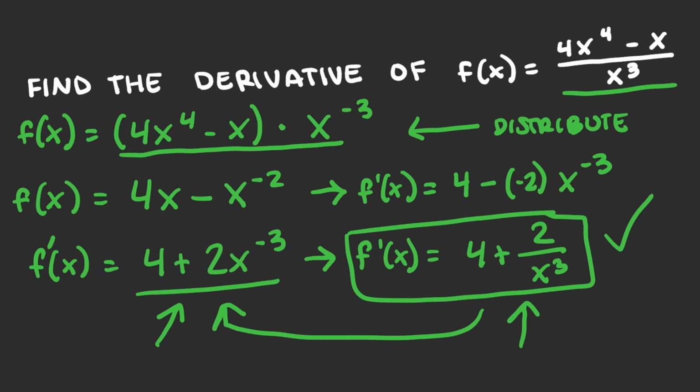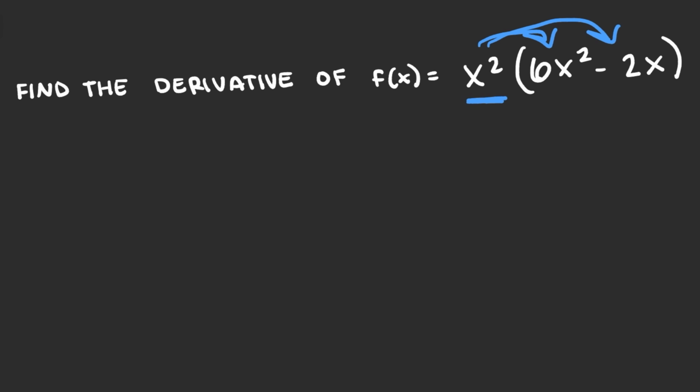Here we need to find the derivative of f of x equals x squared times 6x squared minus 2x. If you haven't already noticed, one of the most important skills you can have in calculus is to A, know how to distribute, and B, know how to change between notation, whether you use exponents or fractions, and be able to go back and forth. So if you've already mastered that, you probably guessed that we have to distribute this x squared to both of these terms. That's going to be our first step.